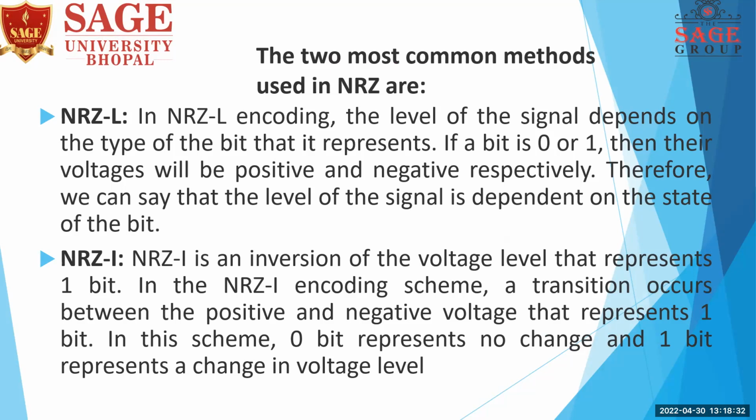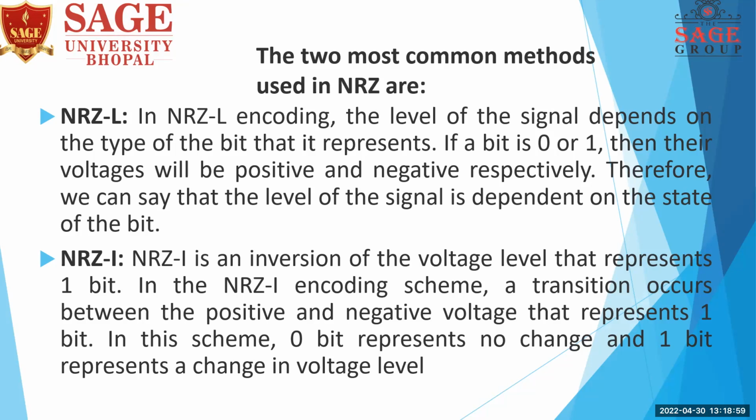NRZ-I is an inversion of the voltage level that represents a bit. In the NRZ-I encoding scheme, a transition occurs between positive and negative voltage that represents a bit. A 0 bit represents no change and a 1 bit represents a change in voltage level. So this is NRZ-I.